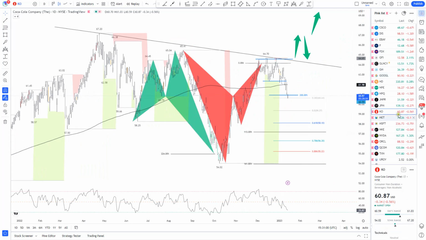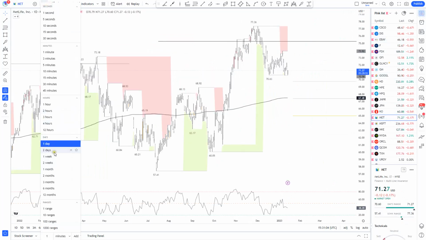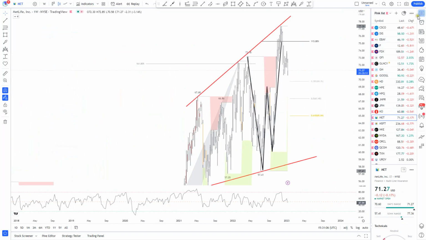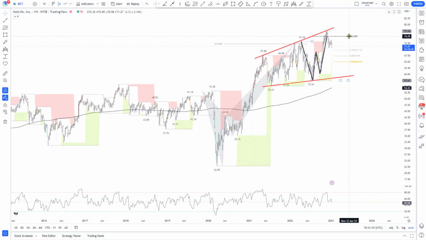Now, let me show you also. This is MetLife. This is a weekly time frame, and this is a bearish Alt Bat pattern printed at the 113% Fibonacci extension level. As you can see, the price pushed a few points above the Fibonacci level, of course, and then starts to fall.